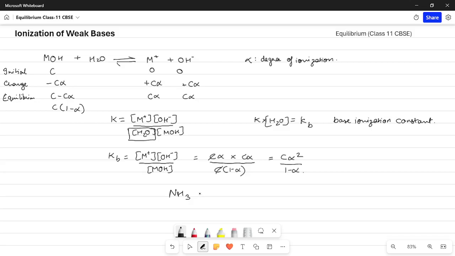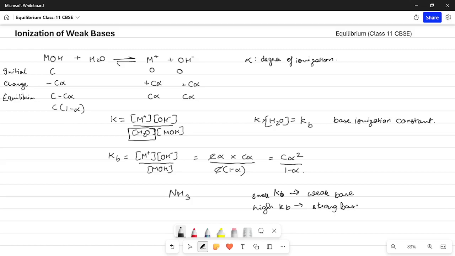Other examples can include codeine, quinine, nicotine. All of these, if you notice, have a very small value of Kb. This is again similar to what we learned about in acids. A small Kb value implies it's a weak base. A high Kb value implies it's a strong base.